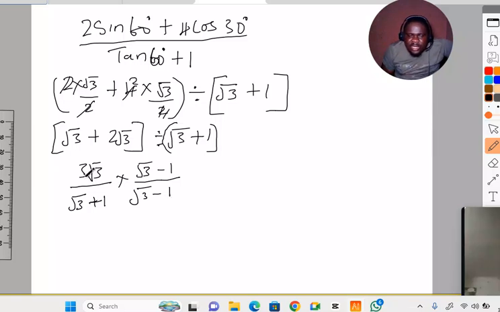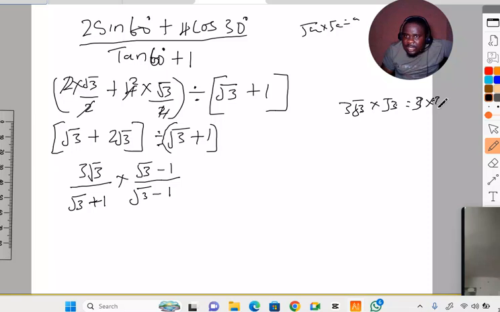So let's go. 3 root 3 times this is just like saying 3 root 3 times root 3. So 3 times the invisible 1 is 3. Then root 3 times root 3 will give us 3. Whenever two same roots multiply each other, the answer is the number in the root. Let's say root A times root A, the answer is A. Root B times root B, the answer is B. So root 3 times root 3, the answer is 3.